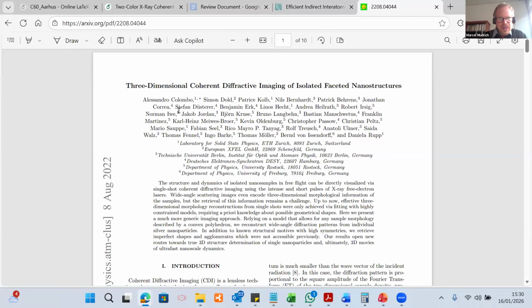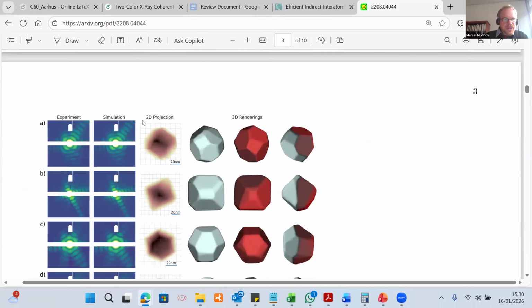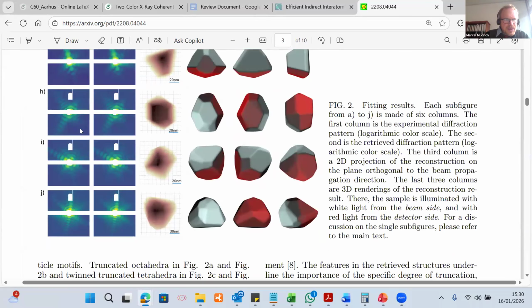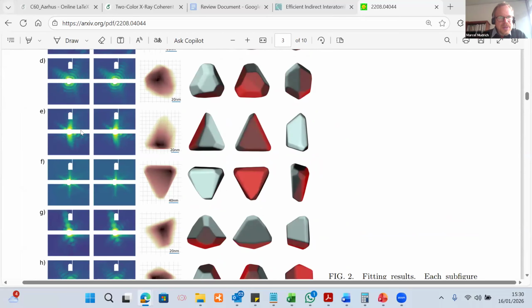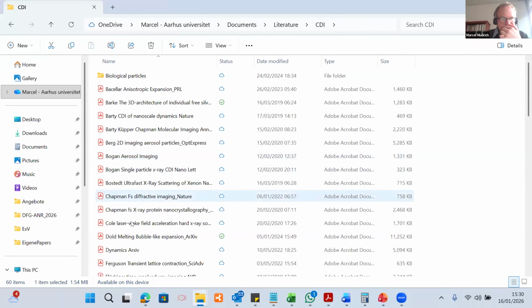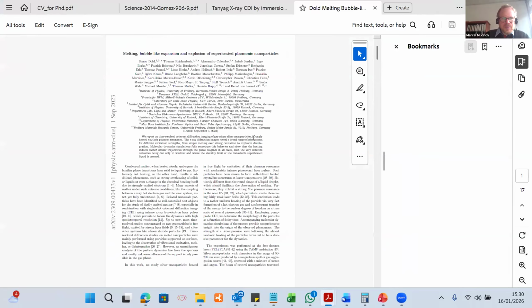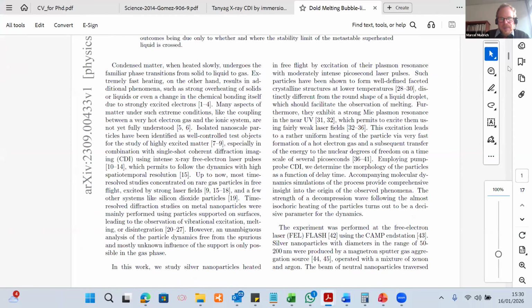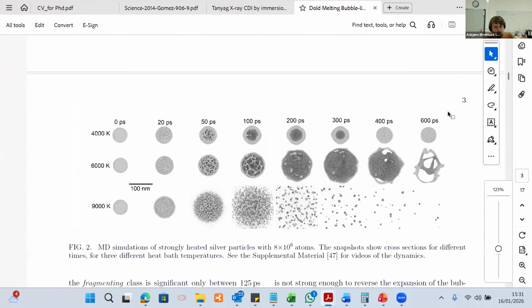So this is Alessandro, the first author. Okay, now this is also another nice collection of different experimental patterns. That is actually not what I meant, but these are other examples. Sorry, I meant this one. You see my screen, right? Yeah. Yep.